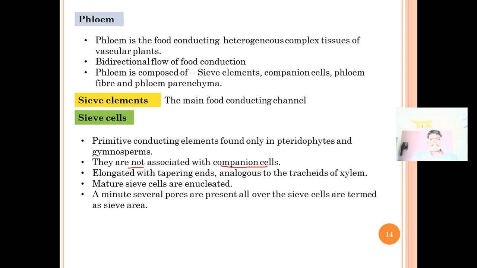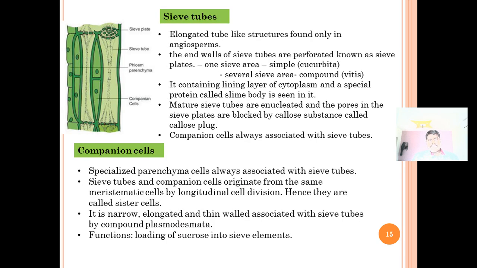Sieve cells, in shape, resemble tracheids; they are analogous to the tracheids. Sieve cells have several small minute pores, and those pores we call the sieve area. Then, coming to sieve tubes.